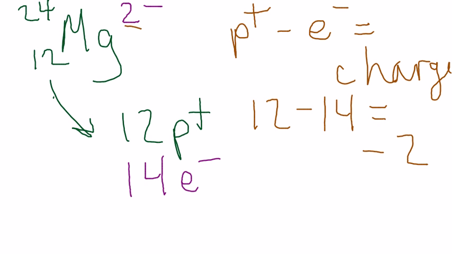You'll notice that I wrote 2 minus up here. For some reason, that's how you see it written. You can write negative 2 or 2 minus. I don't particularly care, but 2 negative. And that's about it. Ions.